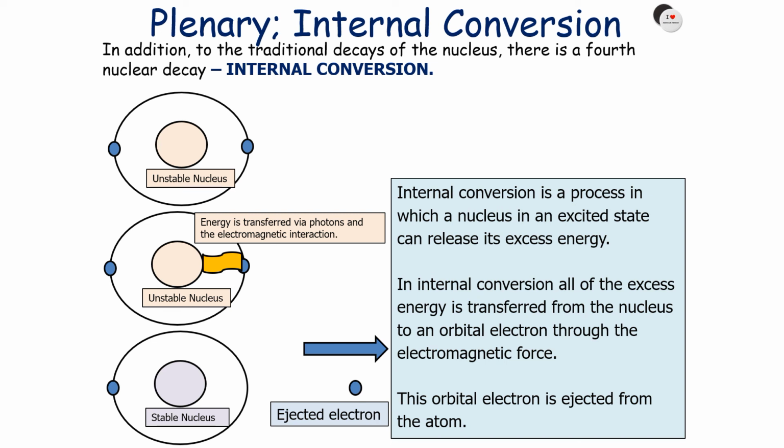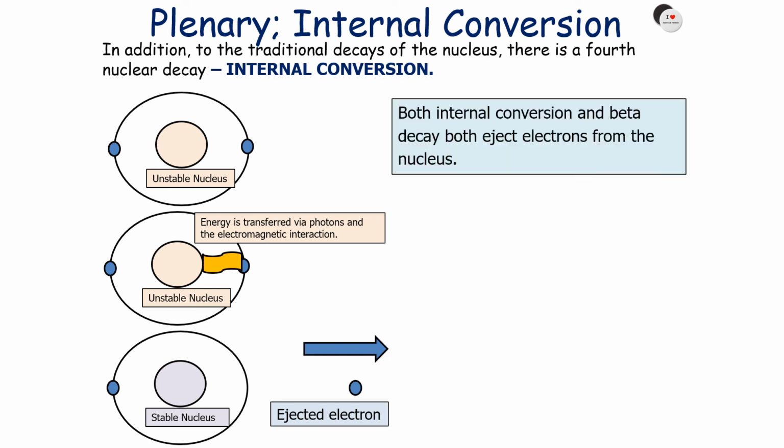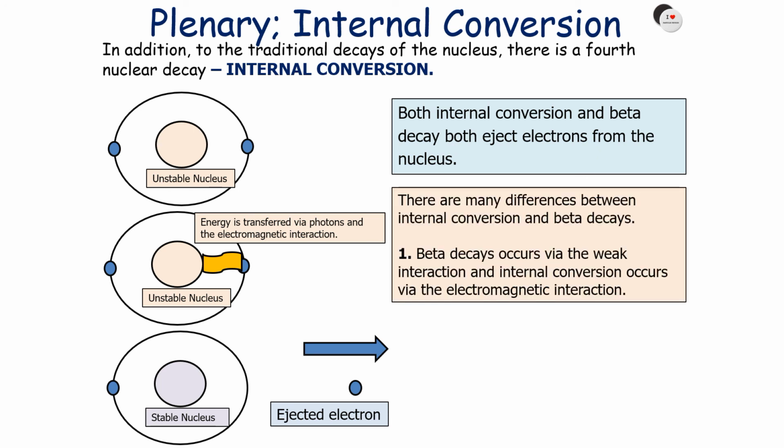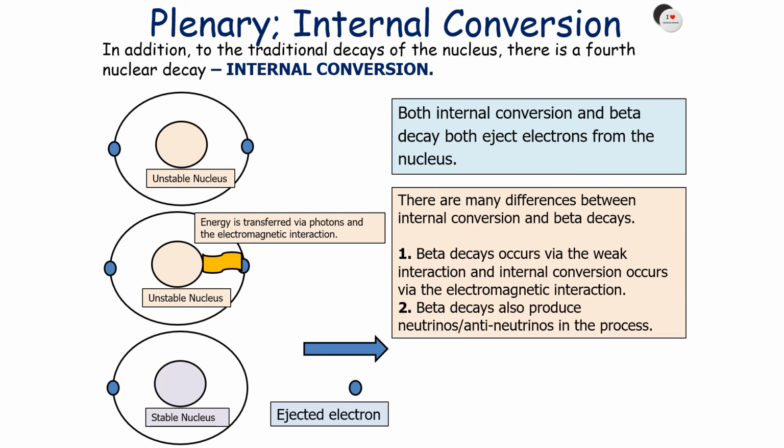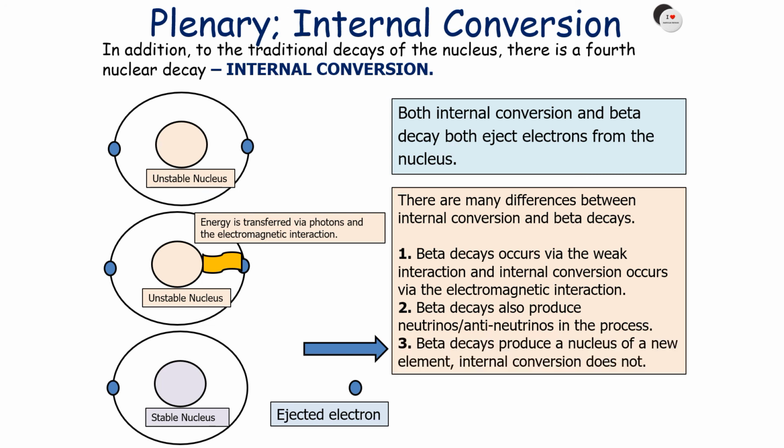In internal conversion, all of the excess energy is transferred from the nucleus to an orbital electron through the electromagnetic force. This orbital electron is then ejected from the atom. Both internal conversion and beta decay will eject electrons, but there are many differences. Beta decays occur via the weak interaction, but internal conversion occurs via the electromagnetic interaction. Beta decays also produce neutrinos or antineutrinos in the process, but internal conversion will only eject an electron.